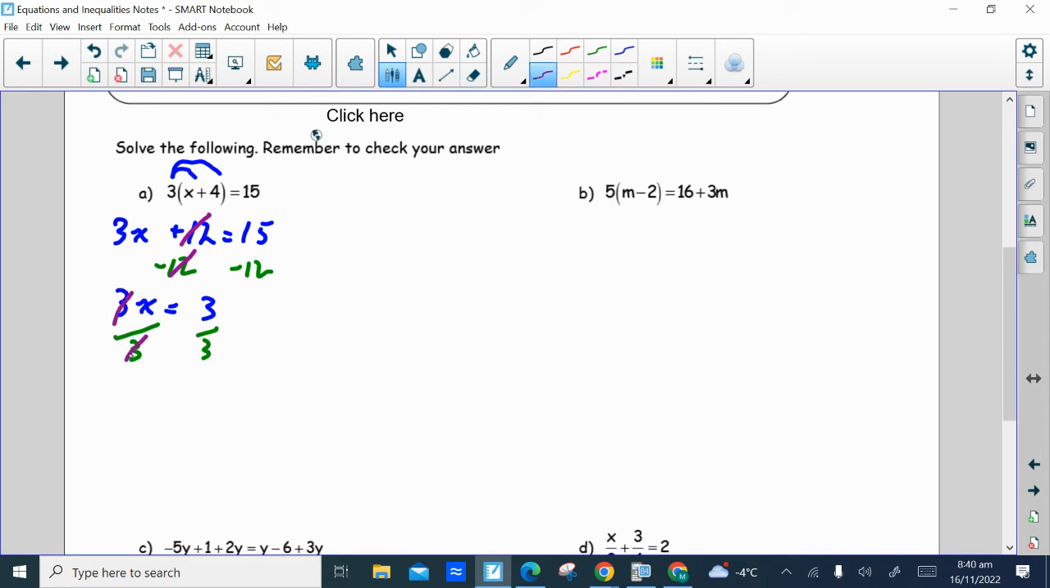Because 3 divided by 3 is 1, so you're left with 1x, or x, equaling, on the right side, 3 divided by 3, again, is 1. So there's our solution. And that's what we're going to put in our check.